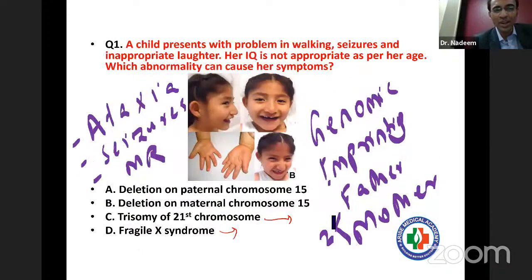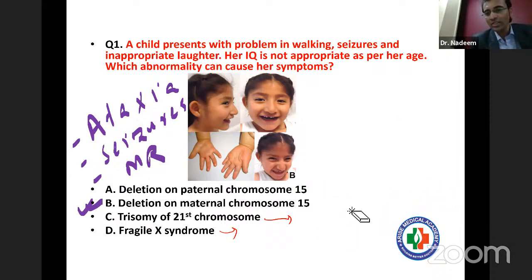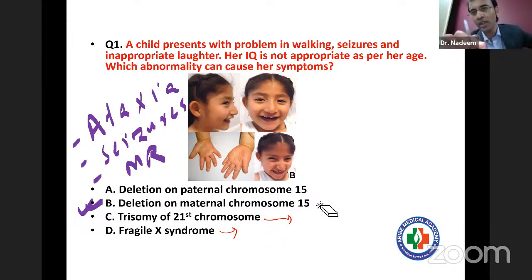So the answer is B only. This is a case of Angelman syndrome. The topic from where I have made this question is the genetics part of your general pathology. And this topic, Angelman syndrome and Prader-Willi syndrome, I'm telling you, is a repeatedly asked question in MCI, AIIMS exam, NEET PG exam. So do not forget this part. These are cases of genomic imprinting. Sure. Next question.